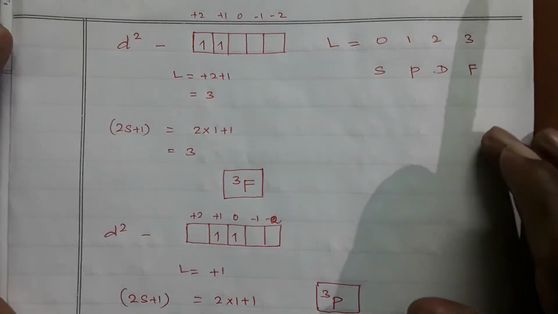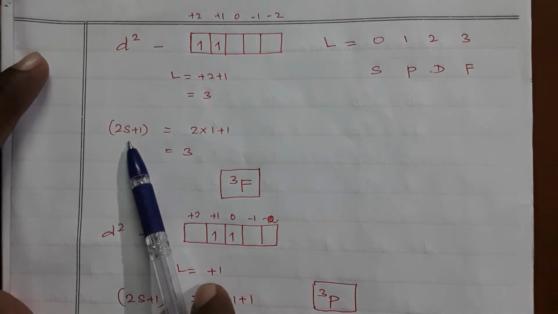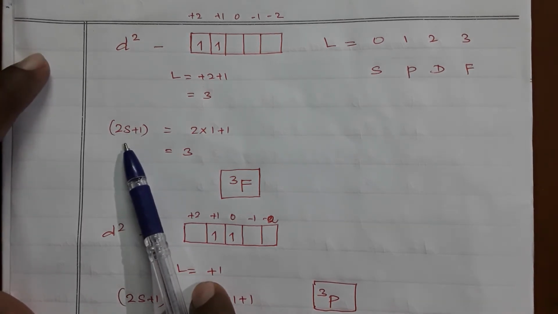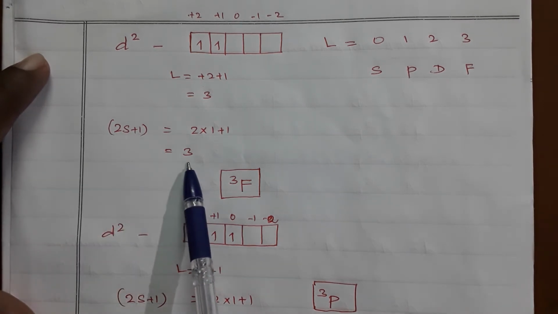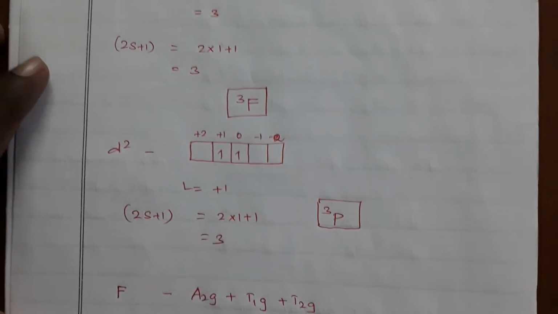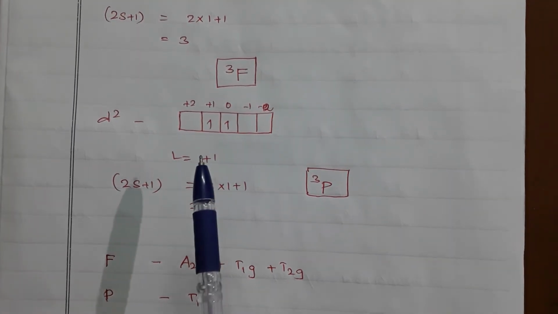Now for the D2 configuration, 2 electrons are there, so the L value is equal to 3. For the 2S plus 1, spin multiplicity S equals 1, because each electron is 1 by 2, so the value is 3, and the term is F3. Again I am taking D2, because the electron can be written in the excited form.